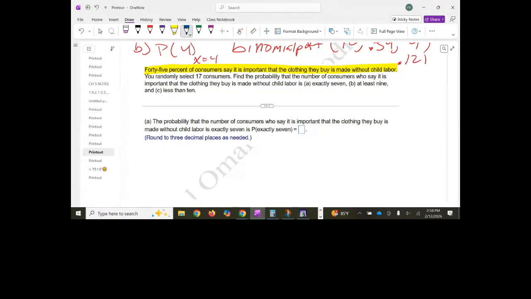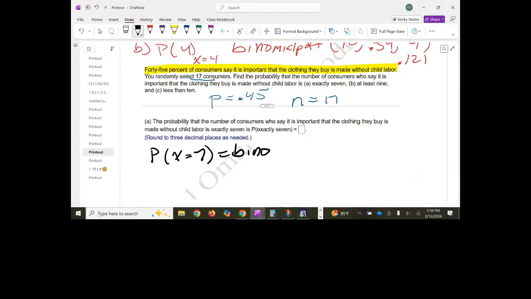Okay. Y'all, before I get started, my p-value, I already know this, 0.45. We randomly select 17 consumers, so my N is a 17. Okay. Part A says, find the probability that the number of consumers who say it's important that the clothing they buy is made without child labor is exactly 7. Okay. Look, y'all, they're telling me exactly what to do here. They're telling me right when X is 7.